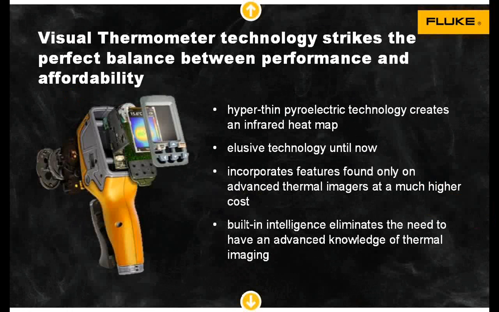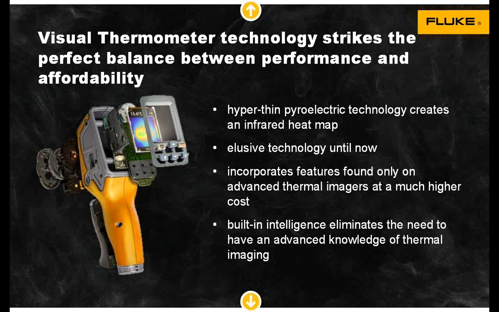Visual thermometer technology strikes the perfect balance between performance and affordability. Hyper-thin pyroelectric technology creates an infrared heat map. Fluke's unique pyroelectric technology allows the VTO2 to produce a thermal heat map showing a temperature profile within the unit's field of view via a 20-degree thermal lens. Elusive technology until now. This technology has been developed over a number of years to the point now where it can be used to great effect in the VTO2. This technology is unique to Fluke.